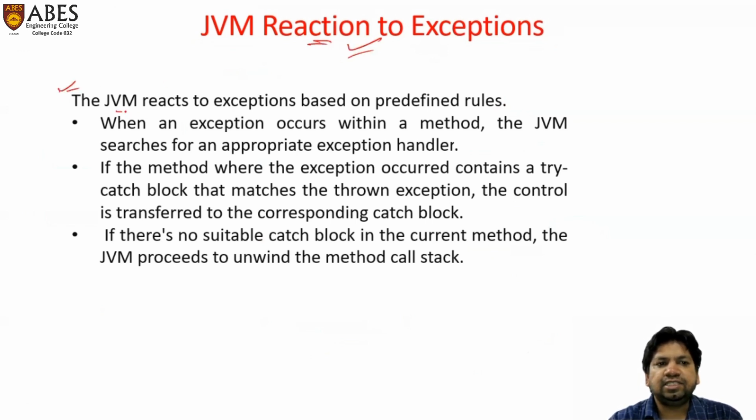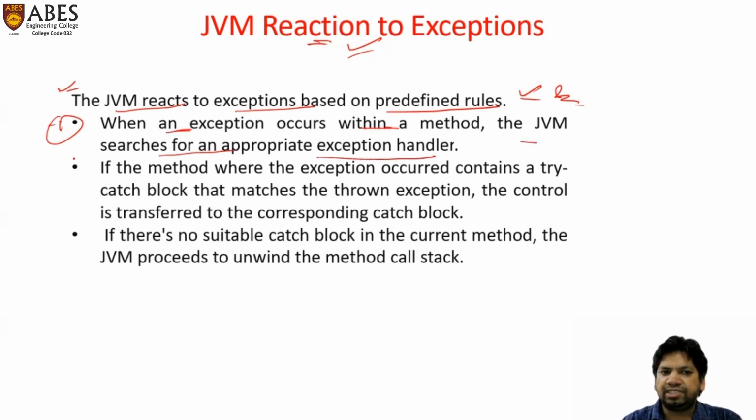JVM reaction to the exceptions. First part, the JVM reacts to the exception based on predefined rules. How the JVM reacts to the exception depends upon the predefined rules. When an exception occurs within a method, then the JVM searches for the appropriate exception handler. That time the JVM is searching for the appropriate exception handler.